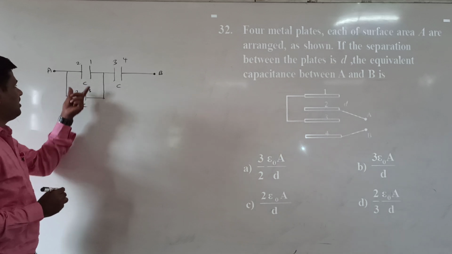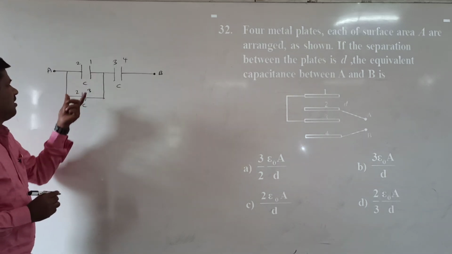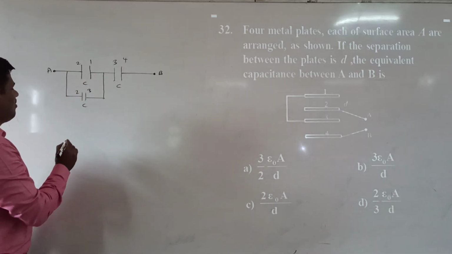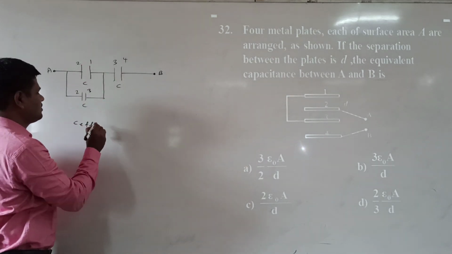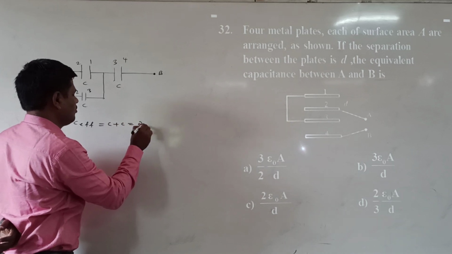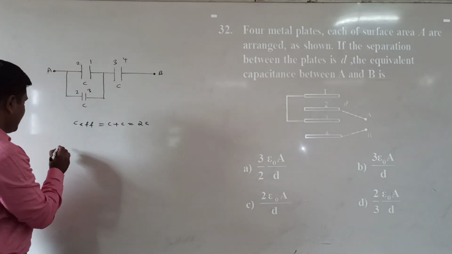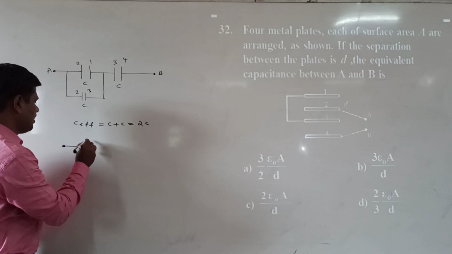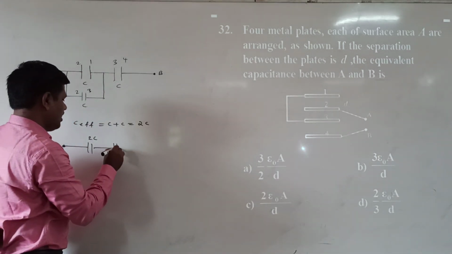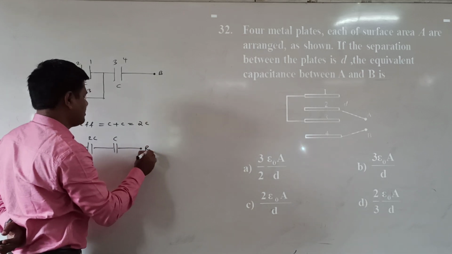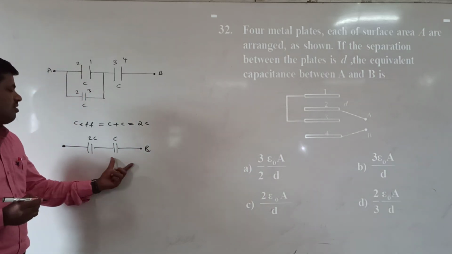Now these two are in which combination here? This is a parallel combination. Parallel combination means C effective is equal to C plus C, which is 2C. Now again we can draw the diagram. When these two are in parallel we get 2C, and this is a C, and B is there. Now these two are in series combination.